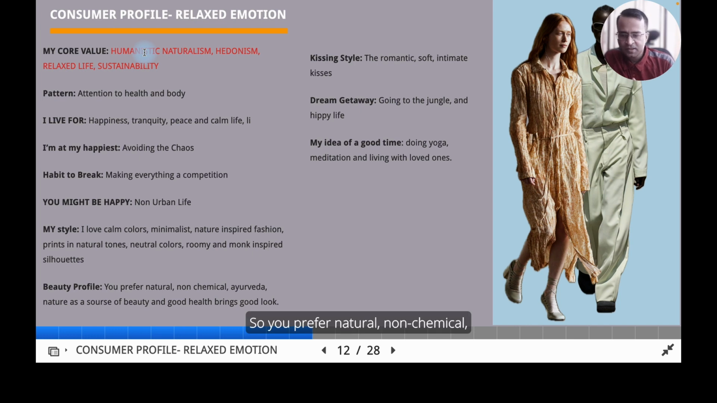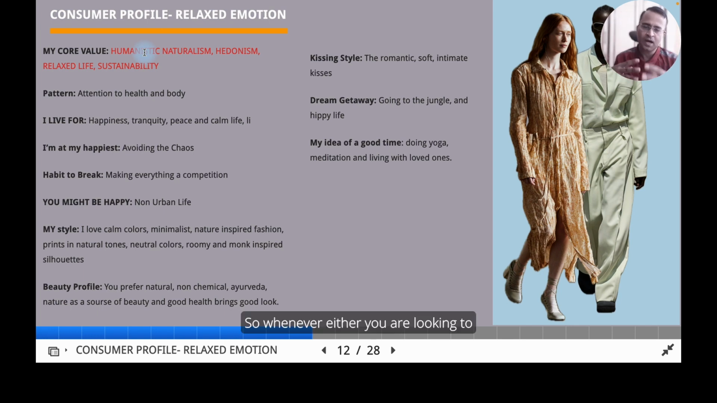So: you prefer natural, non-chemical, Ayurveda, nature as the source of beauty, and good health brings a good look. Their way of beauty is to focus on better health, and whenever a person has better health, they have better beauty. They prefer non-chemical products, they want Ayurveda, and they want beauty products inspired by nature in their product direction.